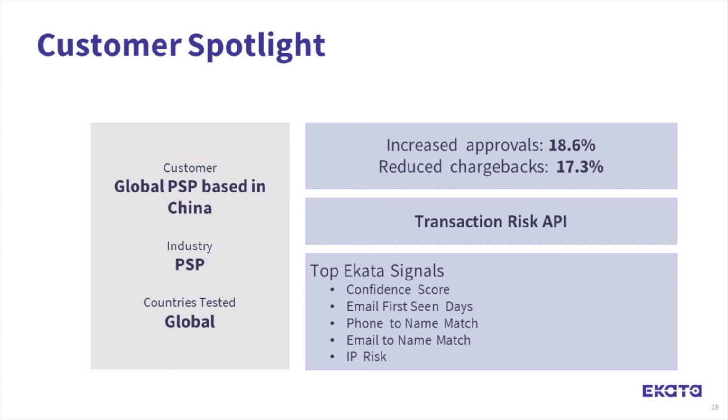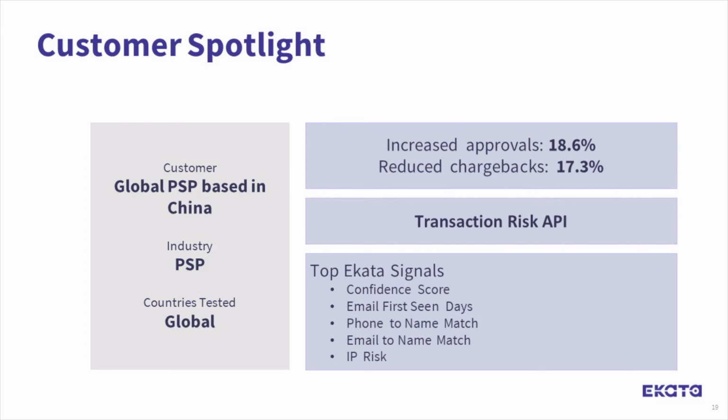The company implemented Transaction Risk API, found a lot of value in our identity risk score, email first seen days attribute, phone and email to name matches, and IP risk flag. Implementing Transaction Risk API resulted in increased approvals by 18.6% and reduced chargebacks by 17.3%.